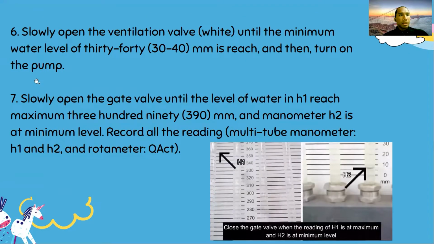The sixth step, slowly open the ventilation valve, the white one, until the minimum water level of 30 to 40 millimeter is reached, and then turn on the pump. The seventh step is slowly open the gate valve until the level of water in H1 reaches the maximum of 390 millimeter, and manometer H2 is at minimum level, and record the reading.